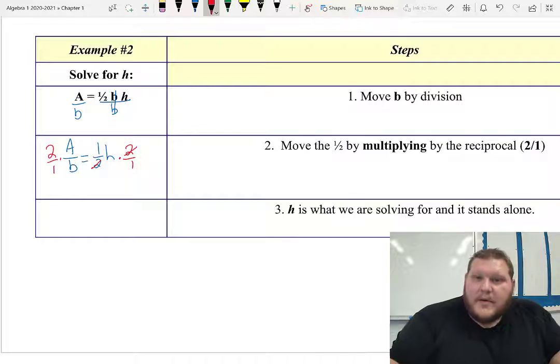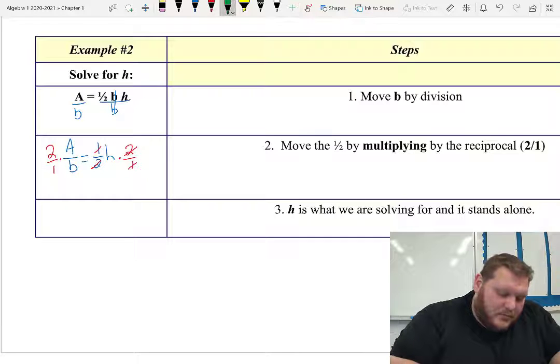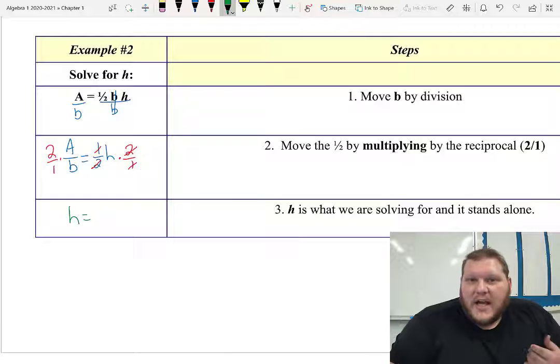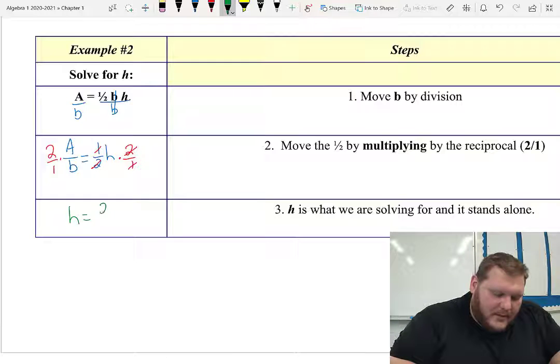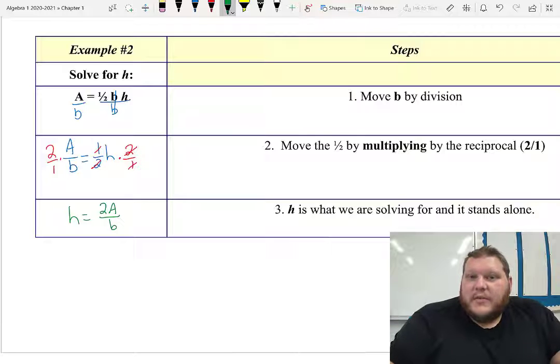Because my 2's and my 1's cancel out, I'm just left with h all by itself on one side. The other side, 2 times a over b, ends up as 2a over b. So that's the rearranged equation. If you had the area of your triangle and the base of your triangle, that formula would allow you to find the height of that triangle directly.